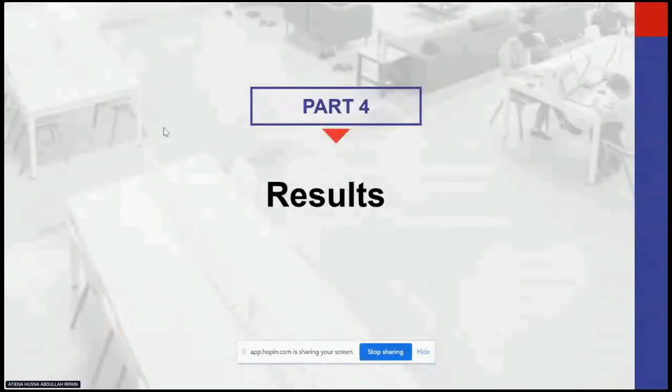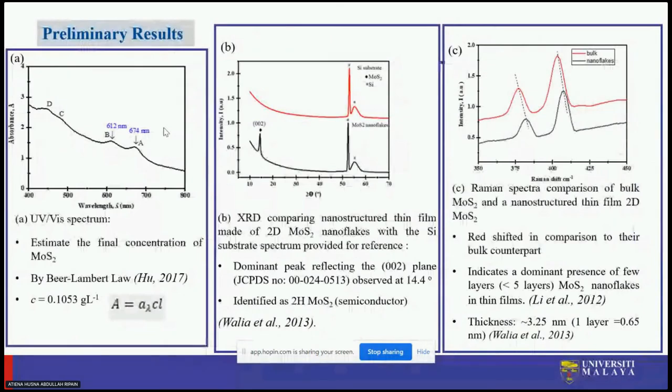So proceed to the result. So UV-Vis is done to confirm the MoS2 solutions, because we know that the MoS2 solutions have 2 significant peaks, which is at around 674 and 612 nanometer.